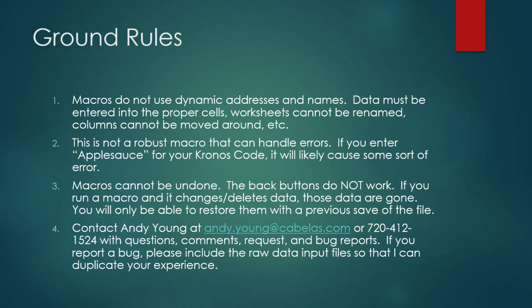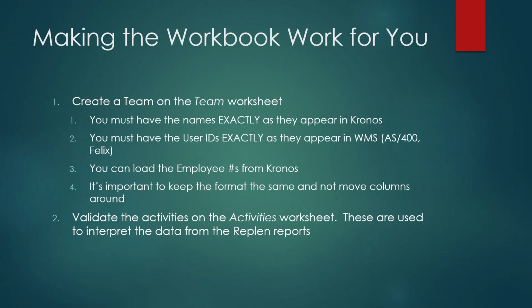The third thing in here, macros can't be undone. So there's no back button. Once you execute a macro, maybe that macro overwrites some data that you weren't expecting, and you think, oh goodness, I want to get that back. There is no back button. Once that macro has been run, that's it. What you see is what you get. And if you want to recover anything that was overwritten or deleted, you're going to have to restore that with a previous save of that file. Macros are permanent. Okay.